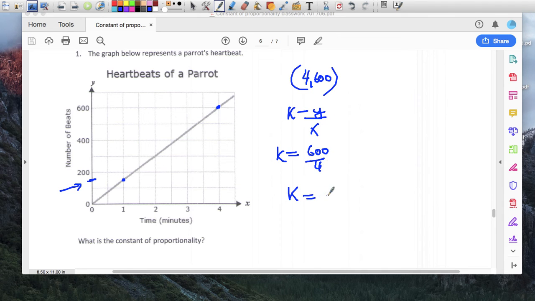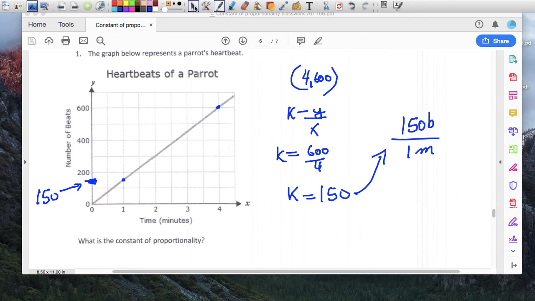And k equals, what does k equal? 300, 150? That doesn't seem right. That's 100. Yeah, right, looks okay. k equals 150. So what's the constant of proportionality? 150. So this value right there would be 150. So what's the unit rate? The unit rate is 150 beats per 1 minute.